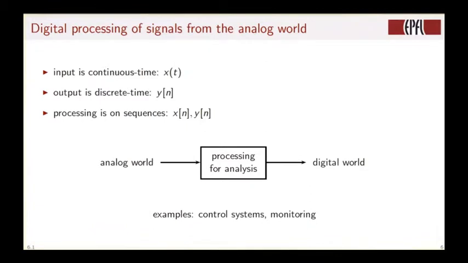Sometimes the box is used to take a decision. So the input is from the analog world, the output is discrete, for example, to decide something, should we take an action or not. The processing again inside the box is done on sequences x of n from the input, y of n to the output. This is typical, for example, in monitoring applications, is a certain level of temperature reached, and therefore in control systems.